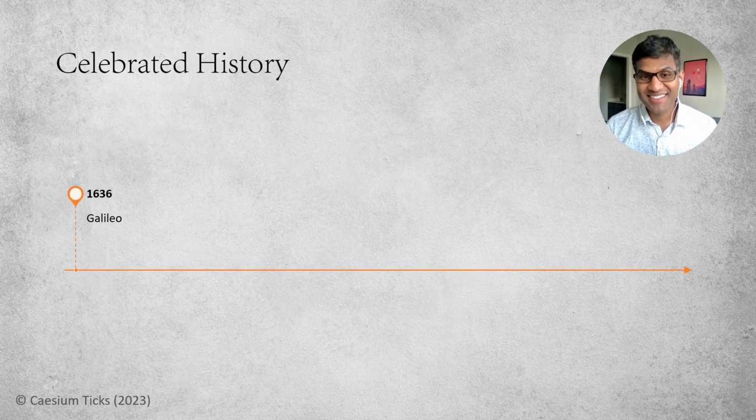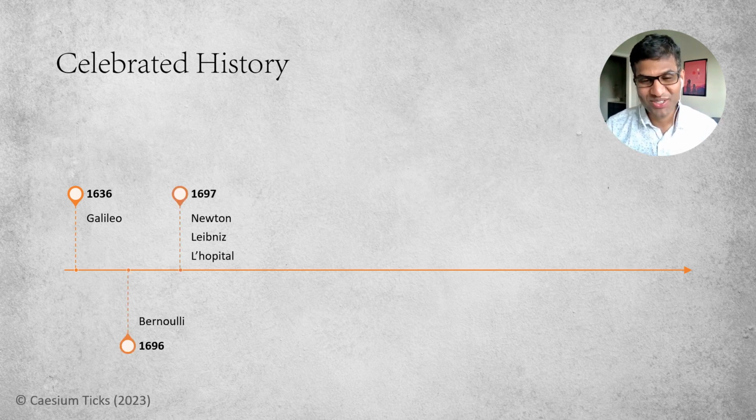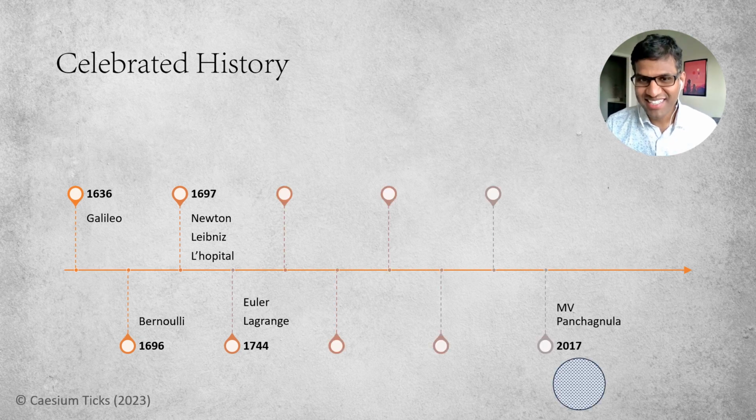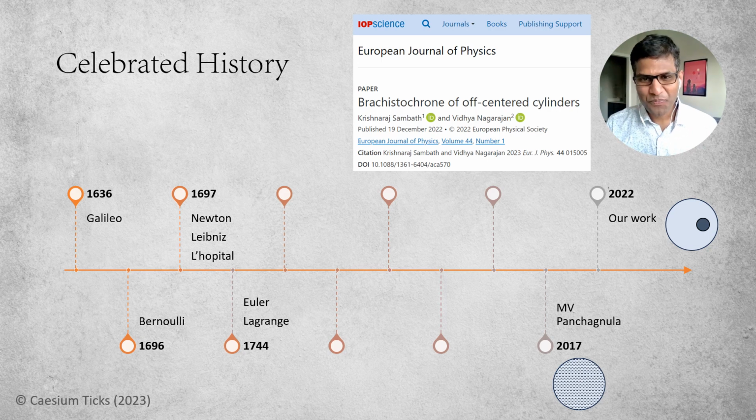This problem has a celebrated history for almost 400 years, starting with Galileo, Bernoulli, and then a who's who of the mathematical and scientific community from back then. And it has continued to fascinate the community since then, and people have solved variations of this, and we are no exceptions. My wife and I worked on it for the last 5 years or so, and then we were able to solve the variation of this, which is what would be the brachistochrone of eccentric cylinders or off-centered cylinders, which is what we'll be talking about today.